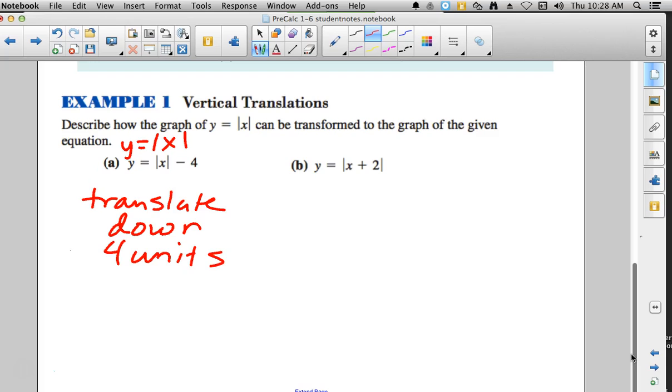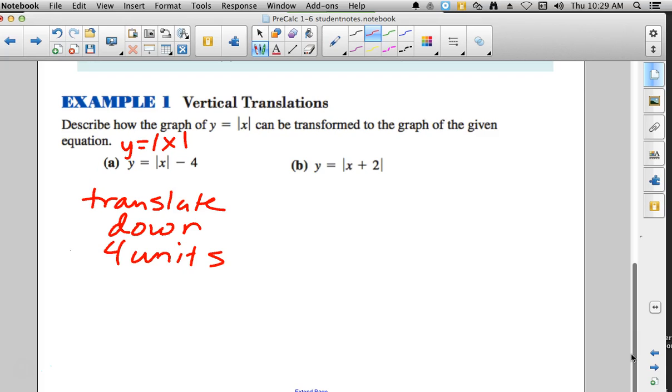Now we could have easily said shift down 4. But that's another AP skill that I want to get across to everybody. Translate is a geometry vocabulary word. And that comes across to somebody that's grading your test as, hey, this person really knows what they're talking about. They didn't just say shift. They know that translate means to slide it.